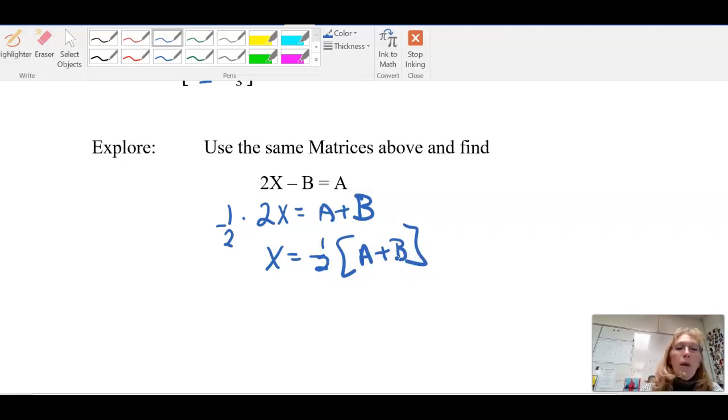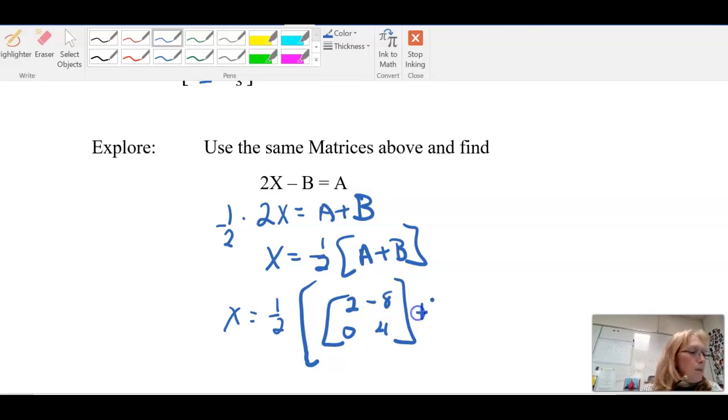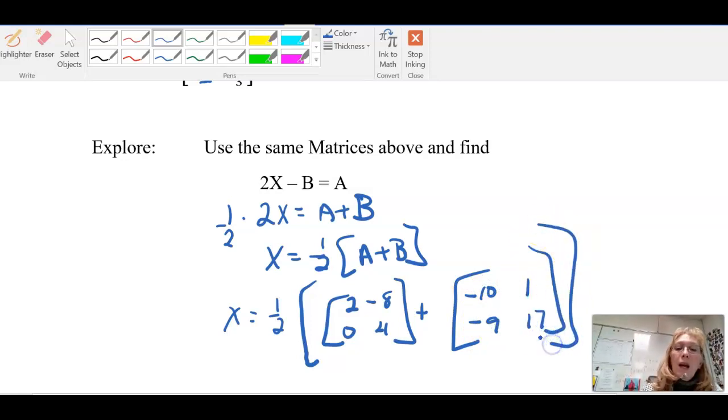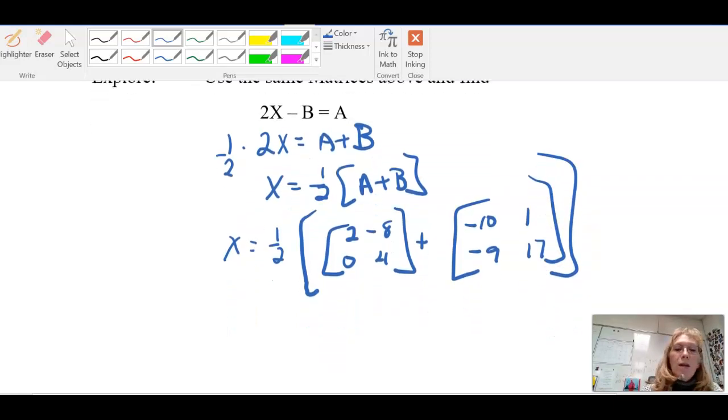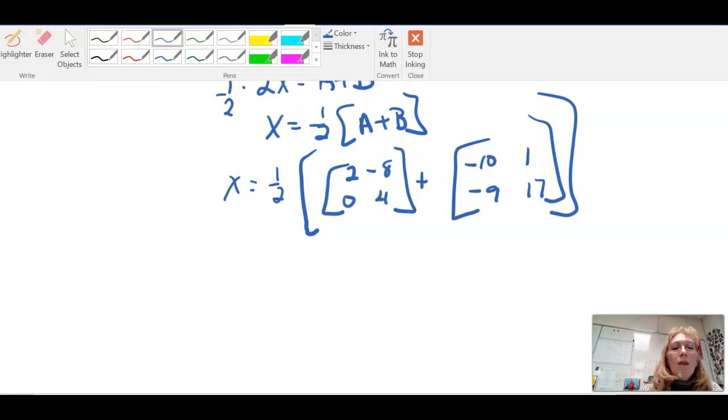So now you're going to use your matrices. So x is going to be equal to 1/2 times the quantity a, which is 2, negative 8, 0, and 4, plus b, which is negative 10, 1, negative 9, and 17. Again, I'm going to do the inside first just because I think that's easier than multiplying everything by 1/2 and working with all those fractions.